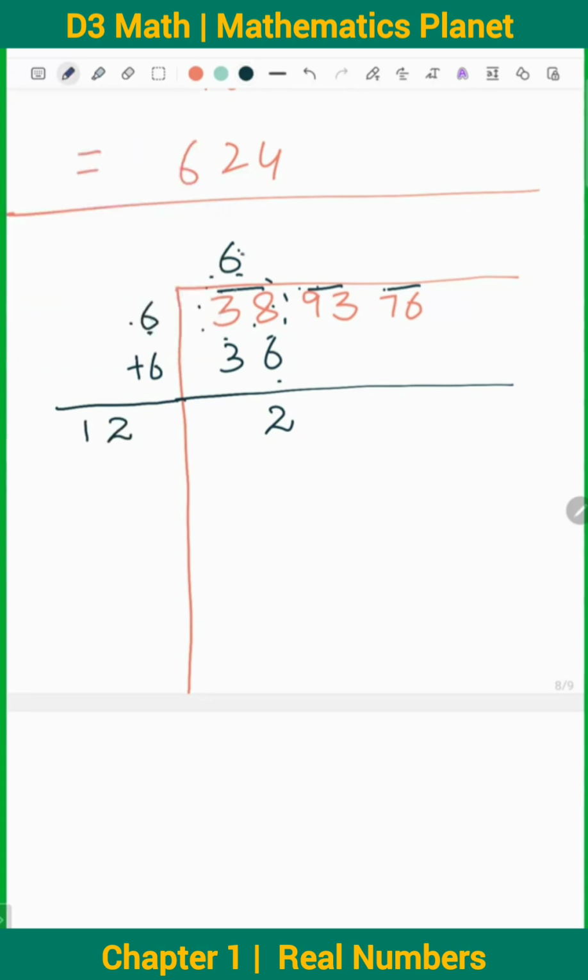6 टाइम्स 6 इज 36. यहाँ तक तो समझ आ गई. 38 माइनस 36 इज 2. ये भी समझ आ गई. नाउ यहाँ पे जो नंबर लिखा हुआ है वो क्या है? 6. तो आपने यहाँ पे 6 दोबारा लिख देना है. Then 6 + 6 is 12. You have to add the same digit. Okay.